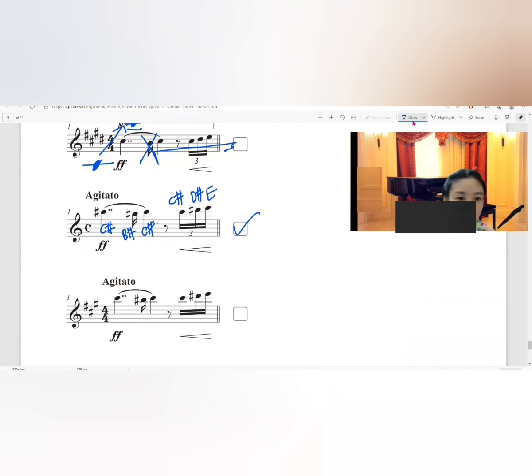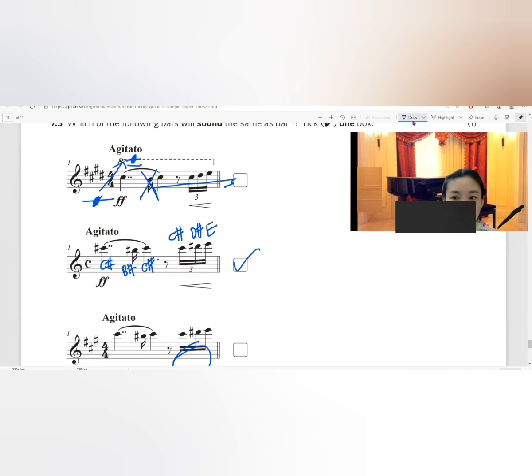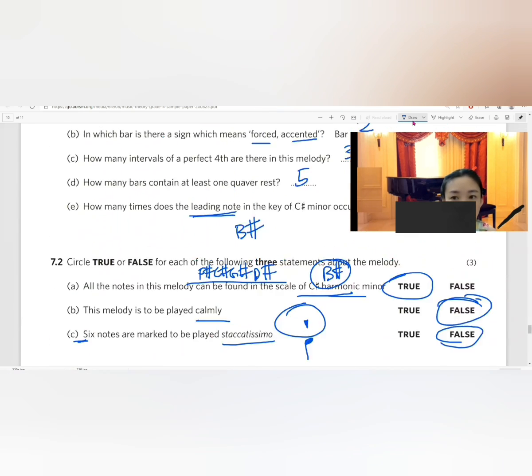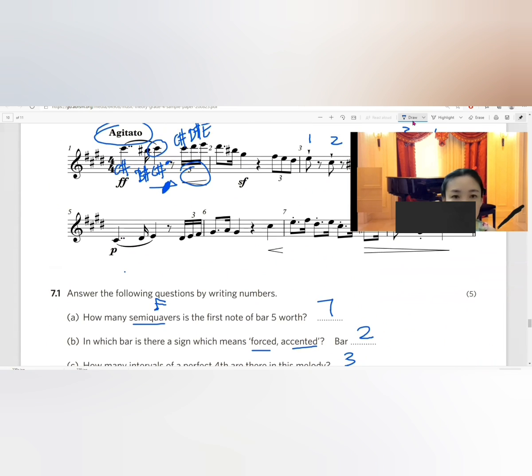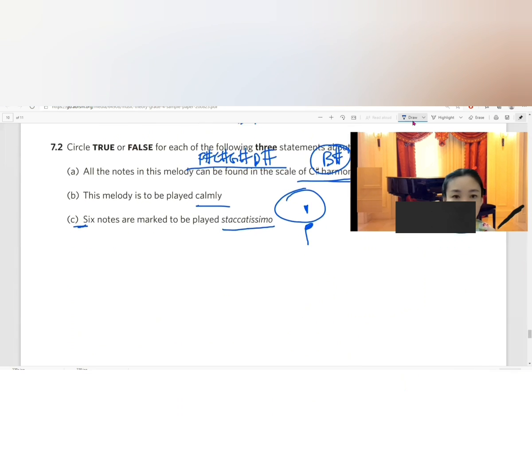Third one: C sharp, B sharp, C sharp, and then C sharp, D sharp, and E. But there are no triplets here, which is different from bar 1. The last 3 notes should have a triplet. So the last answer is wrong.